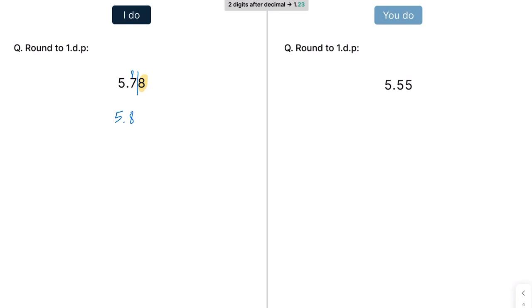And again, hopefully you've pressed pause and had a go at this. If we draw a line, we look at the decider. So the decider in this case is 5, which means we're going to round the number before the line up. So this 5 becomes a 6. So our answer here is 5.6.